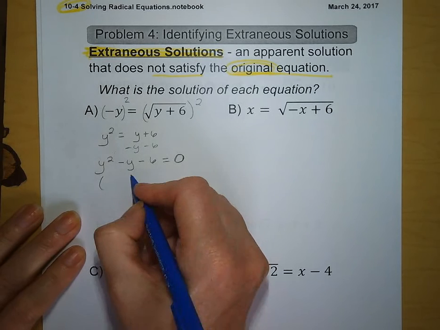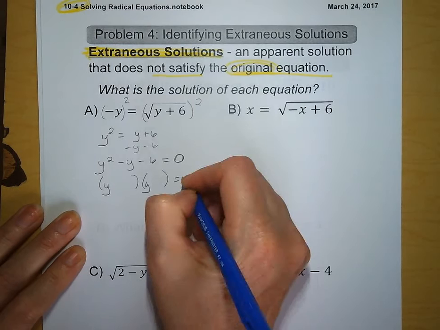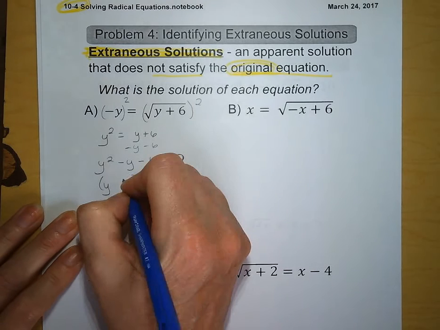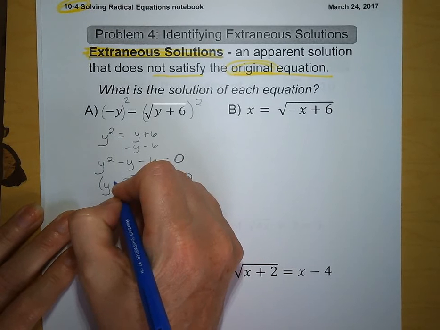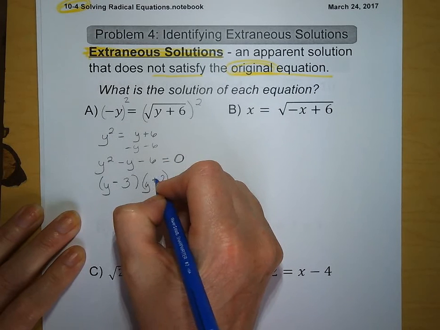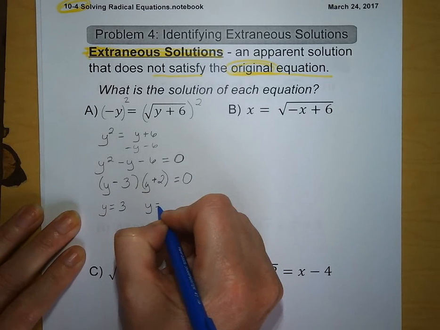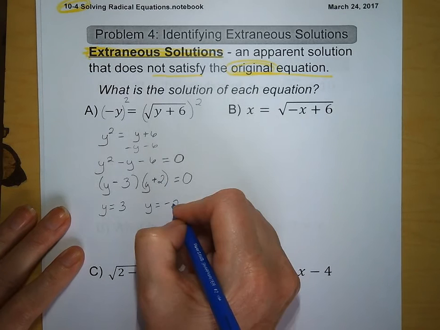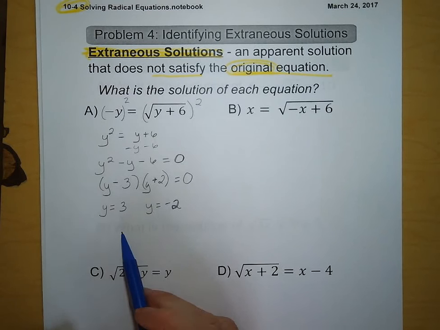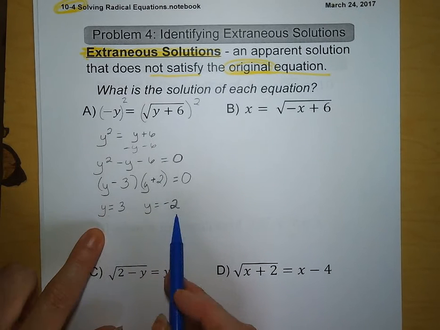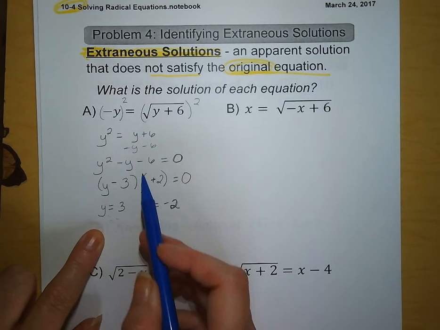Now that looks like one of those easy factoring problems that we did way back in the day. We're looking for numbers that multiply to -6 and add to -1. So we need y minus 3 and y plus 2. Let's identify our two solutions. Our two solutions are 3 and -2. But remember, I said that by squaring it, we created an extra solution that is not going to work with our original problem. So we need to plug both 3 and -2 in for y in our original equation.